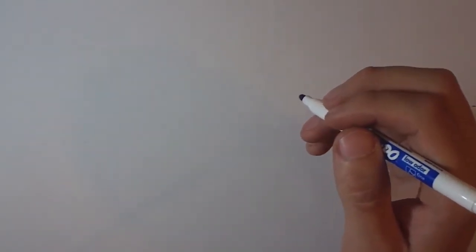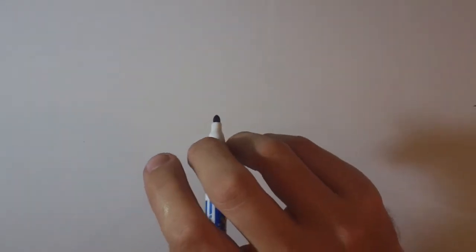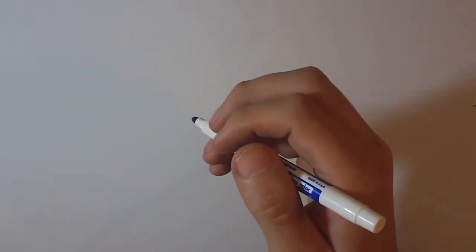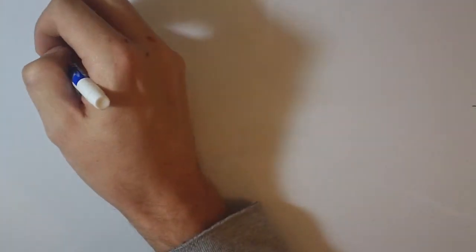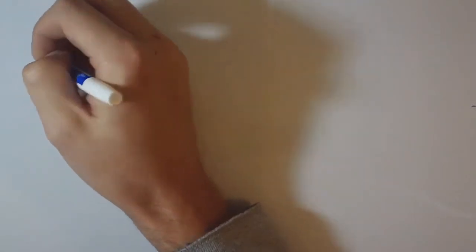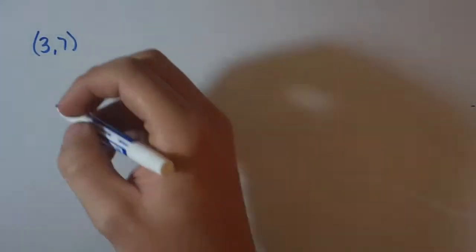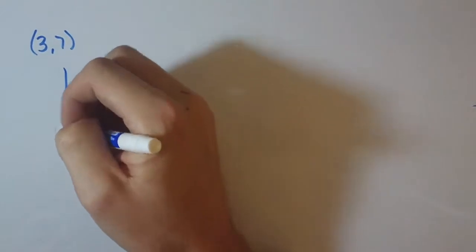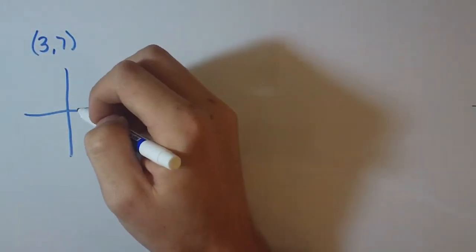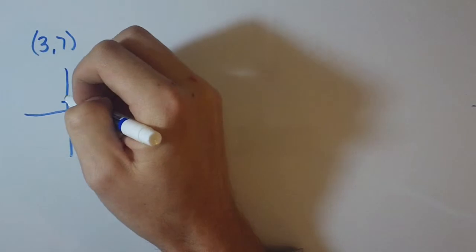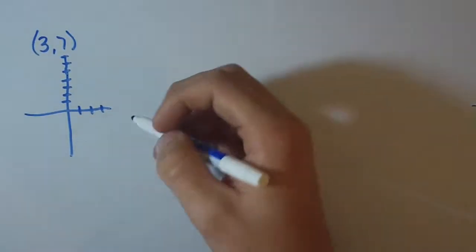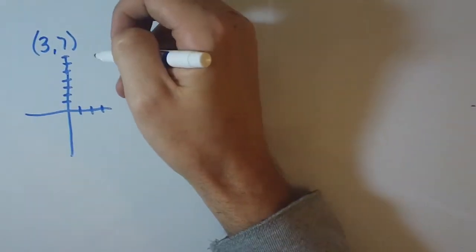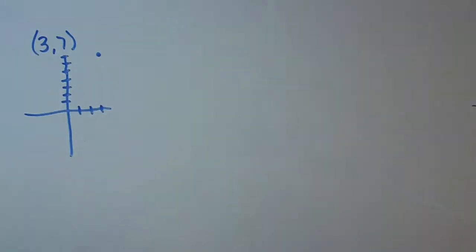Today we're going to find the value of the 6 different trig functions when we are given a certain point. So let's say that we're given the point (3, 7). Think about that on the coordinate plane. If we go over 3 and up 7, there's our point.